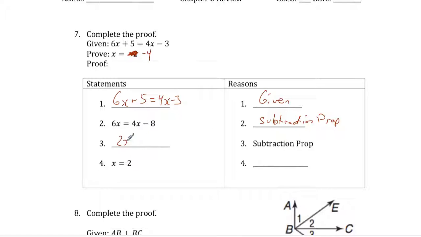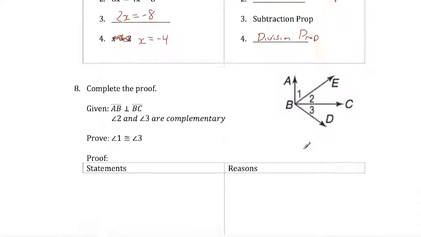Next up, we can say we're using the subtraction property again. So we're going to have 2x equals -8. We subtracted the 4x from both sides. And finally, we divide by 2 to get x equals -4. And this is the division property. And that's it. That's all we needed.